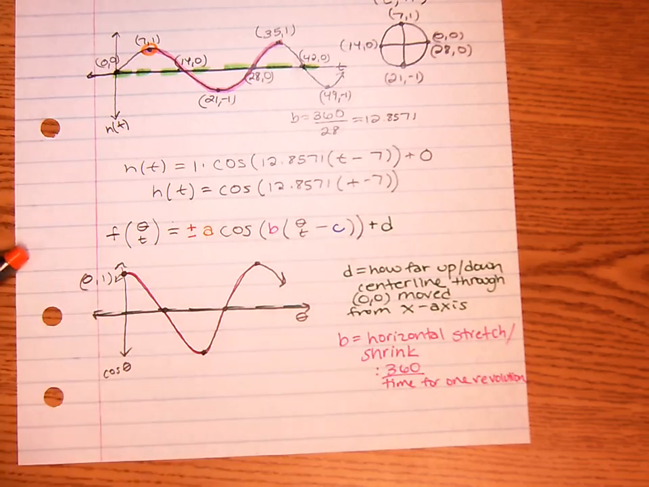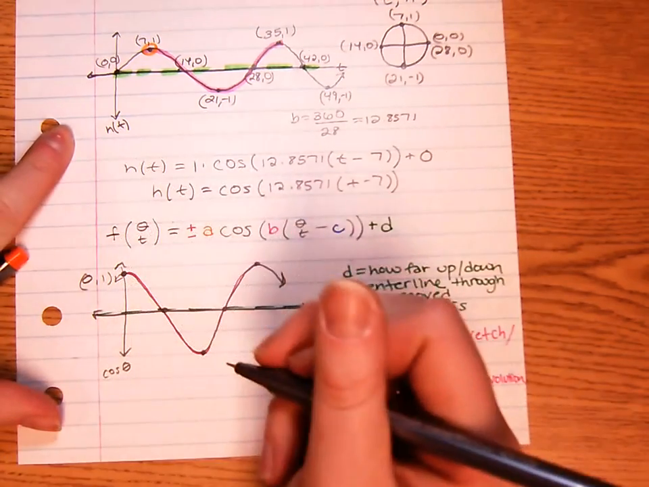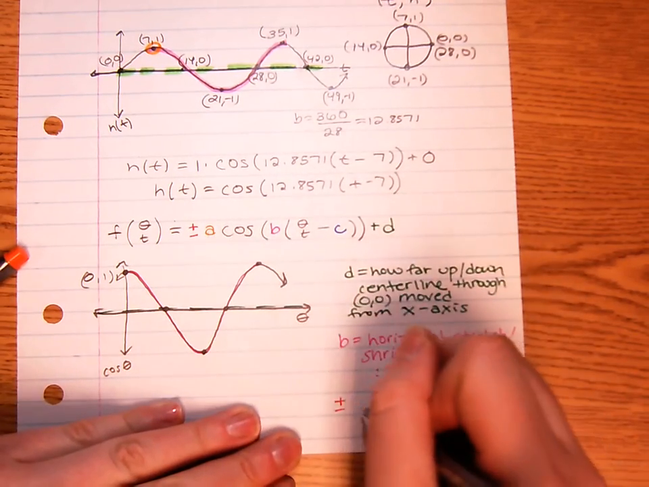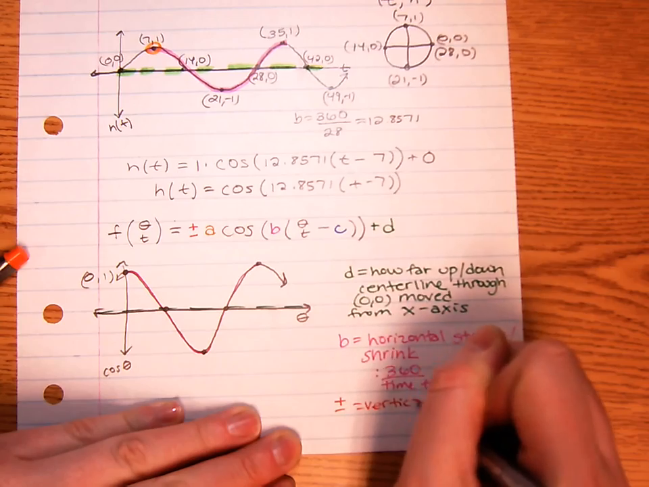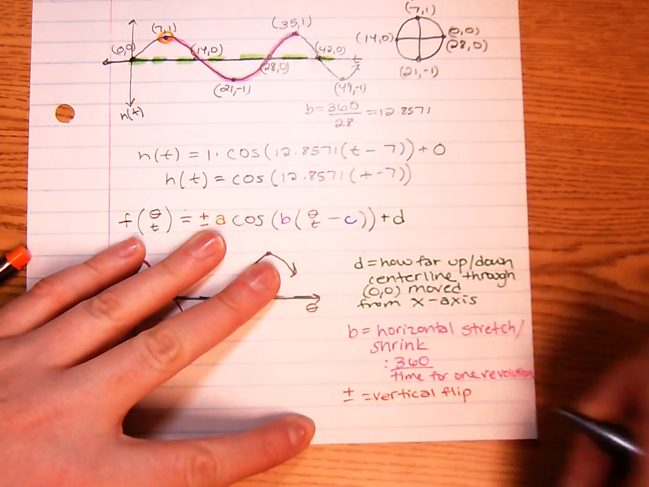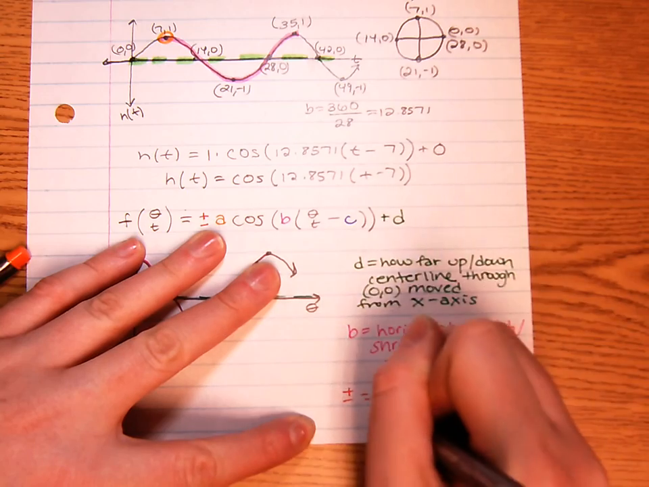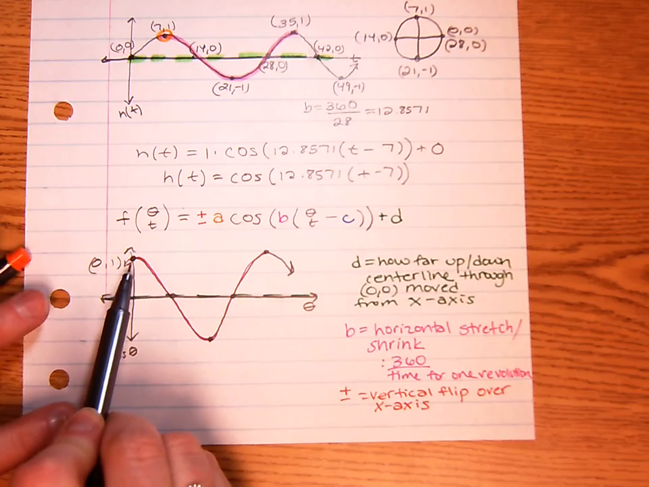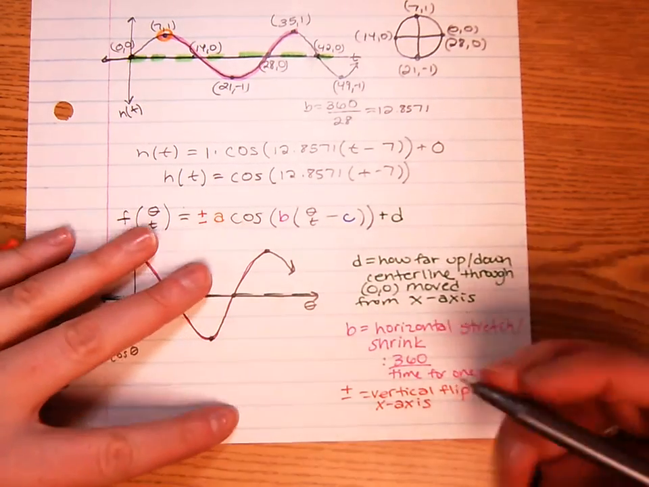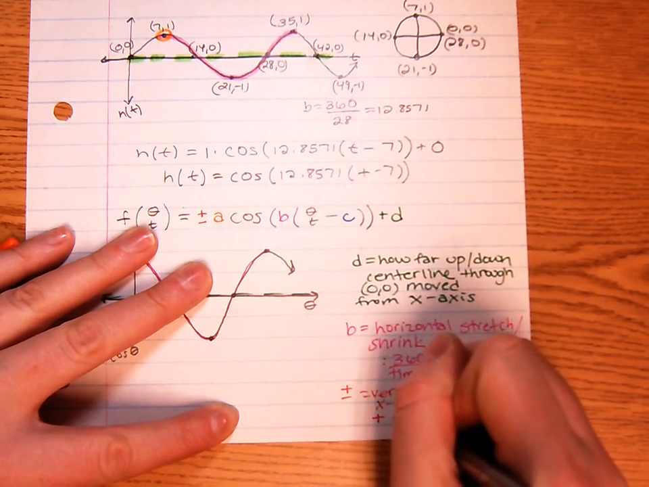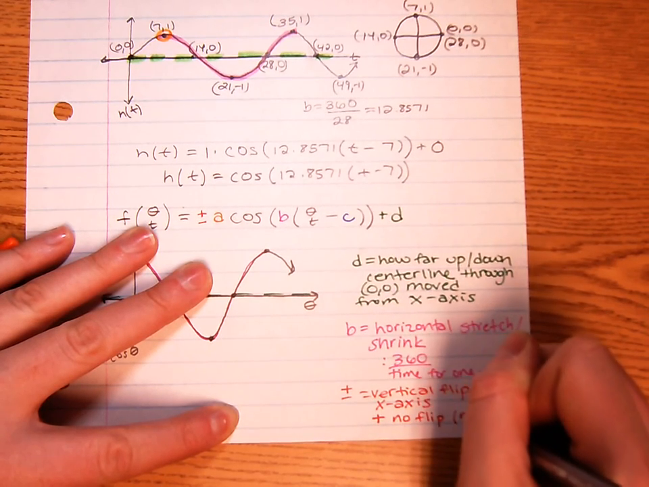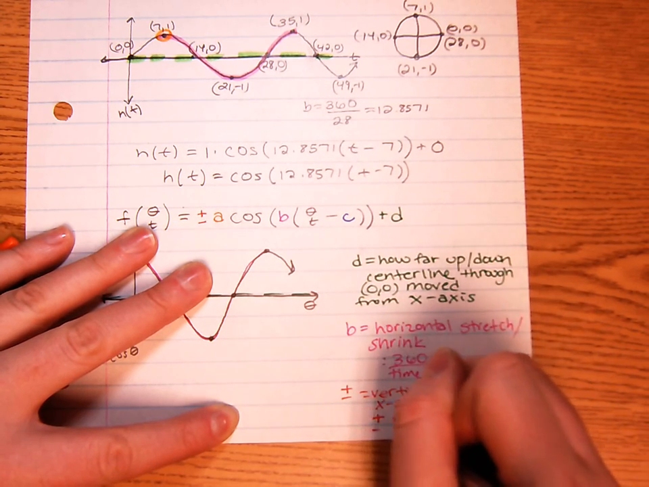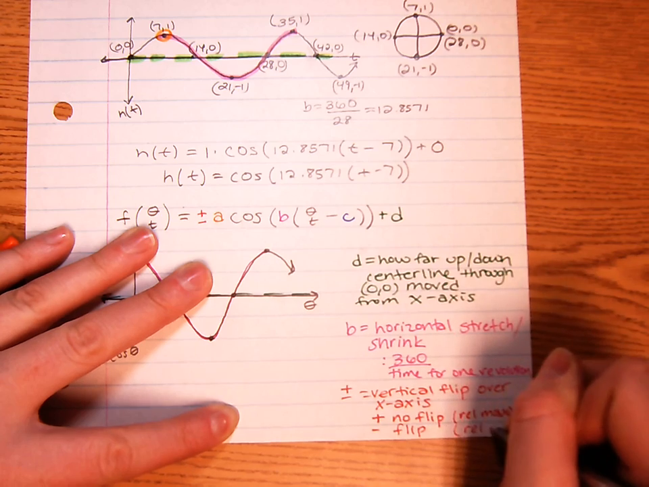Next up, we'll talk about the reflection over the x-axis. So there could be a plus or minus in front of our A value here, and that's just the vertical flip over the x-axis. So if you are starting at a relative maximum, like in the parent function, there's no flip, so it's positive when you're starting at a relative max. And it's negative when there is a reflection, meaning you started the graph at a relative minimum.